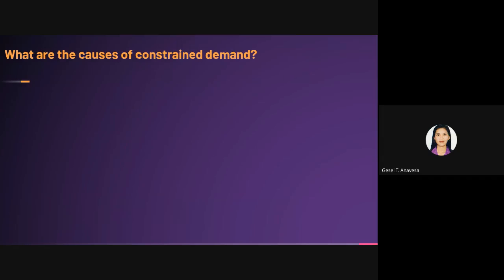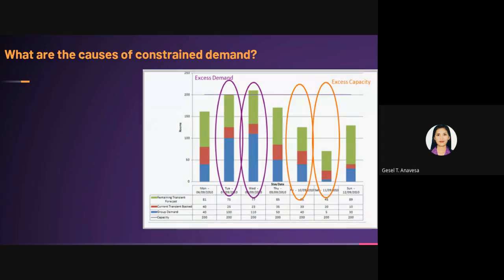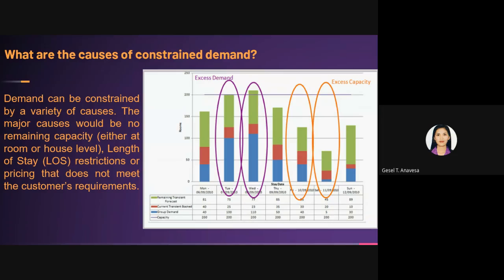So what are the causes of constrained demand? Based on the graph presented, demand can be constrained by a variety of causes. The major causes would be the remaining capacity, length of stay restrictions, or the pricing does not meet the customer's requirements.